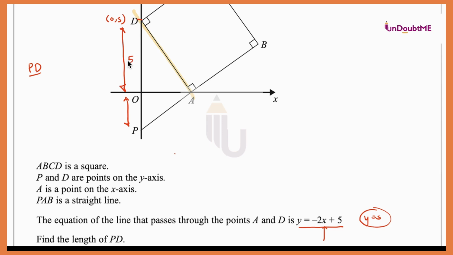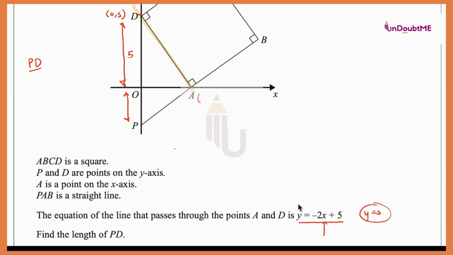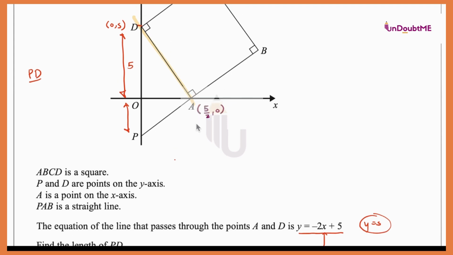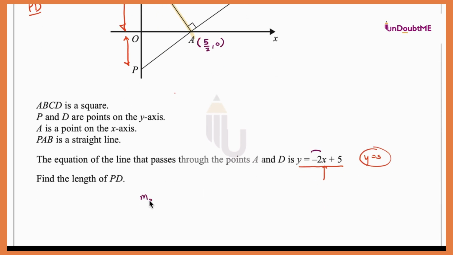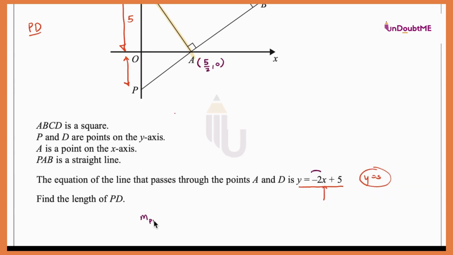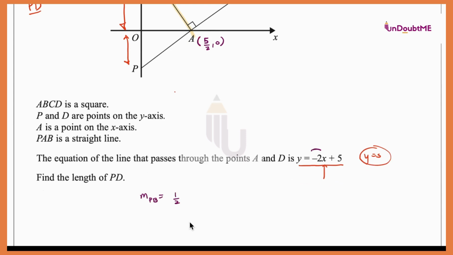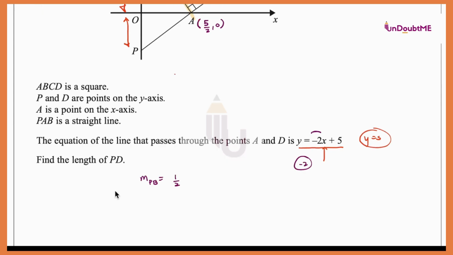Now to get length of OP, we can work on getting equation of line PB. For that, first try to get A point. The coordinate of point A on putting y is equal to 0 will give you x is equal to 5 by 2, comma 0, and the gradient of line PB will be negative reciprocal of gradient of AD. Gradient of AD is negative 2, so I can say gradient of PB is equal to 1 over 2, negative reciprocal of negative 2. So now I have y is equal to 1 by 2x plus c.